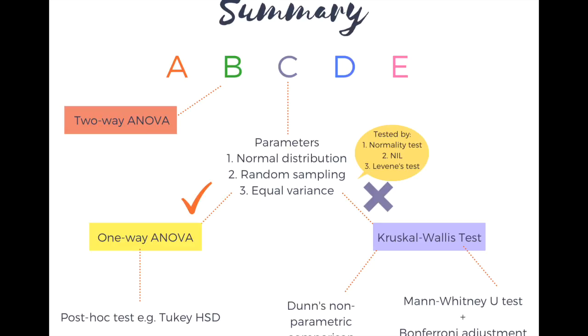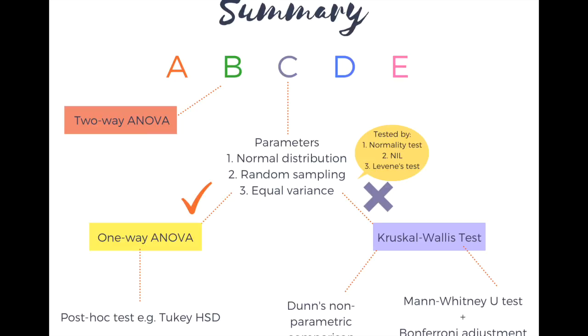Okay, and then the other two tests we can use are the one-way ANOVA and Kruskal-Wallis test. So what are the parameters that we must fulfill for the one-way ANOVA? We need to have a normal distribution, random sampling, and equal variance. So for the normal distribution, you have to use the normality test. This one, usually you can use SPSS to run it also, but it's not taught in this lecture.